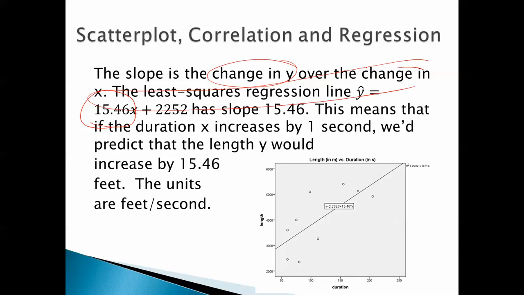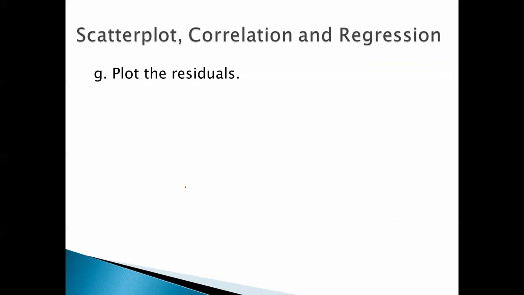The units in this case are feet per second. Now be careful. We say that the units are feet per second, but that's not speed. We don't say feet per second because that's the speed it's traveling. We're not saying that the roller coaster travels 15.46 feet per second. Instead, it's feet of length over seconds in duration. So that's what we mean by feet per second.